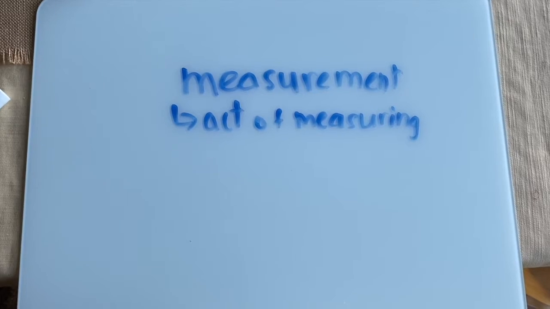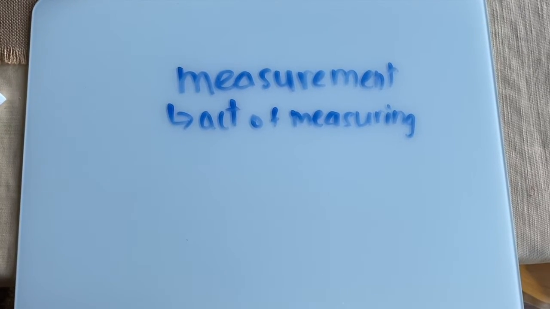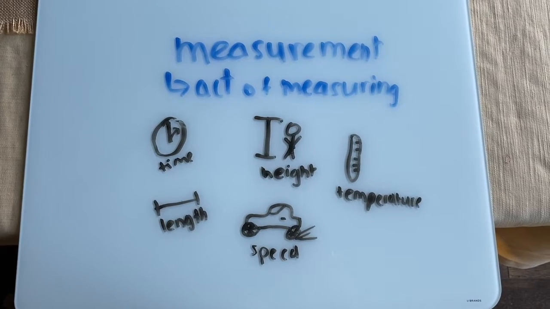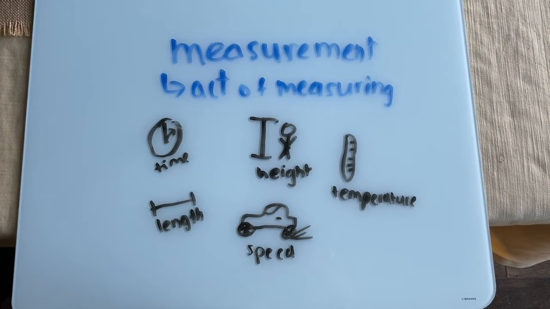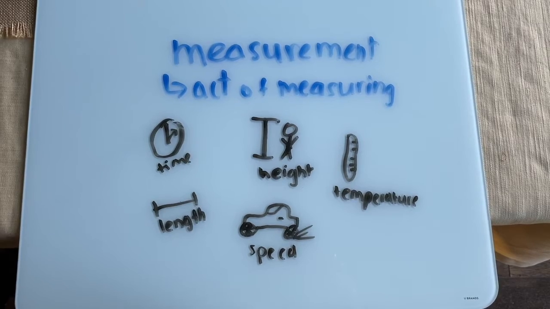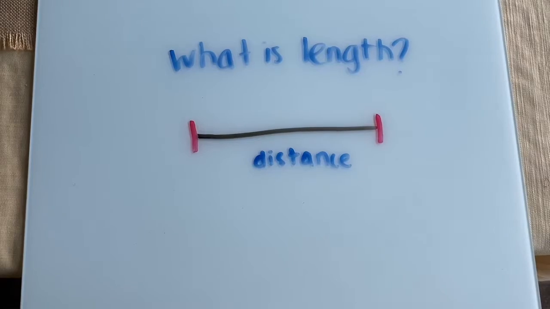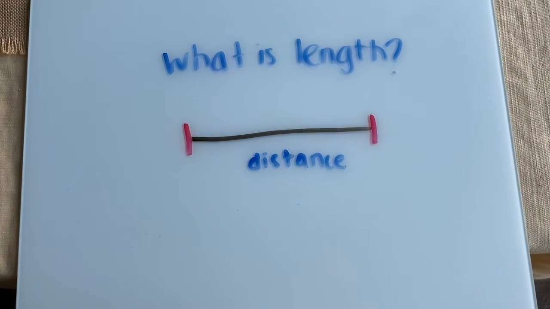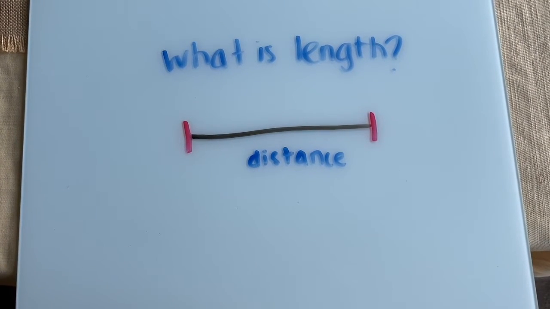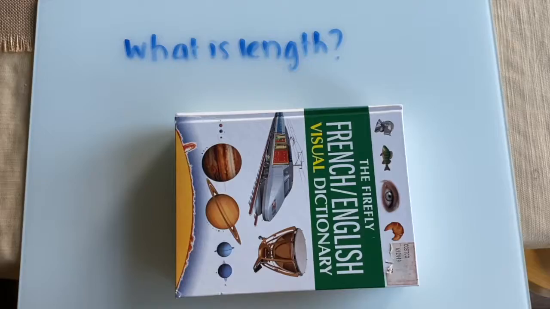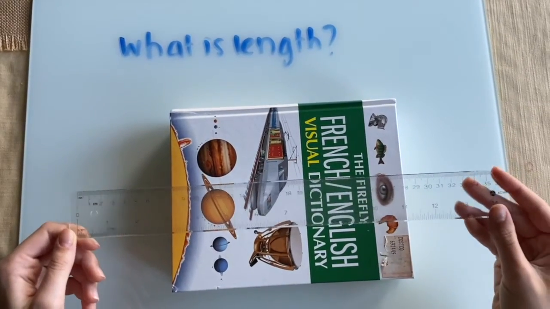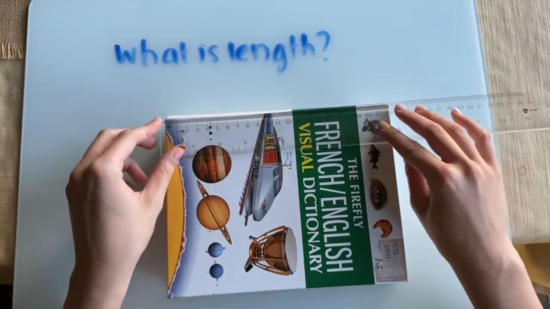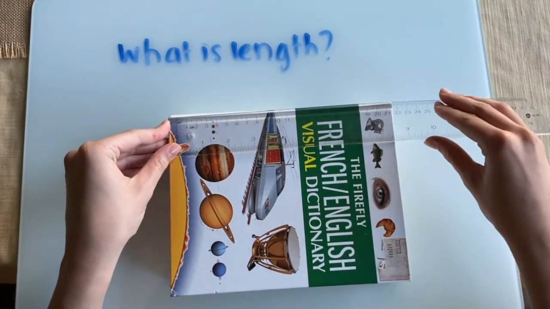To start off, measurement is the act of measuring a thing. We can measure time, height, temperature, weight, length, speed, and so much more. But for the purpose of this video, we'll be sticking to length. So what is length? Well, when we measure something from one end to the other, the distance in between is what we call length. Take this ruler, for example. If we put the ruler next to the book, we can read the numbers on the side to figure out how long the book's spine is.